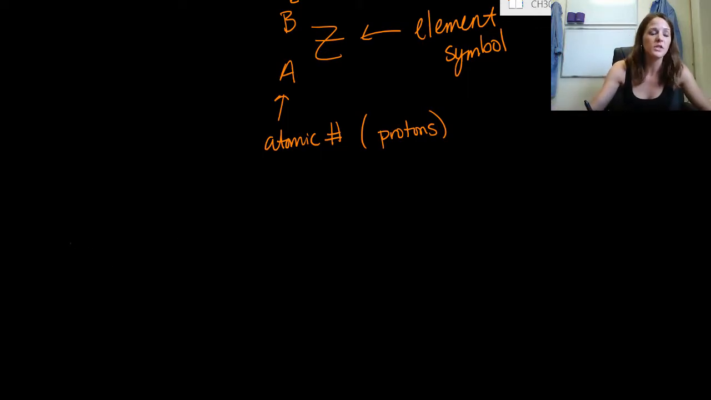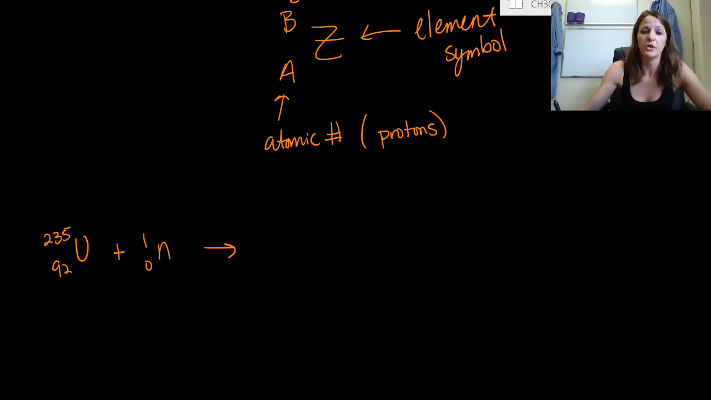This one that I'm about to write here is where we take our uranium-235, which has an atomic number of 92. We hit it with a neutron. So that's your symbol for your neutron. And we break it apart into three different components. So you have your barium. Barium has an atomic number of 56. And so for this example, we have a mass number of 141.